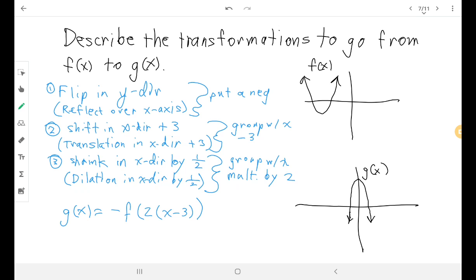And so whatever the parent function, whatever this one is, these are all the changes that I had to make to it. I had to put a negative out front to make the flip in the y direction. I had to subtract 3 grouped with x to shift it positive 3 in the y direction. And I had to multiply grouped with x, like that, in order to shrink it by a factor of 1/2. Okay, so I'm shrinking it down by doing that.